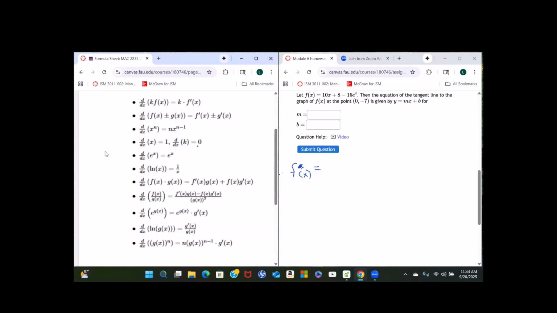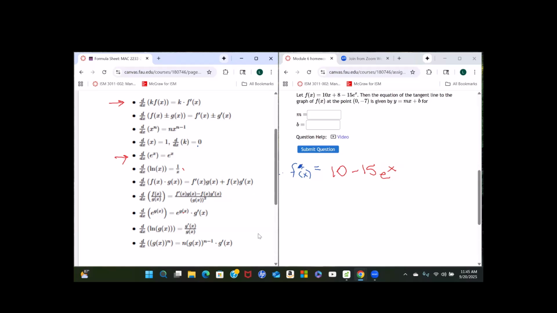That means the derivative of 10x is going to be 10. And if you don't understand why, I'll go through steps. First I use the derivative of x, which is 1, and then you multiply by the 10. Exactly. 10 times 1 is 10. Good. The derivative of 8 is 0. Perfect. And then I have minus 15 times the derivative of e to the x, which is e to the x. Exactly. Good, I got that. Okay. I was doubting myself.